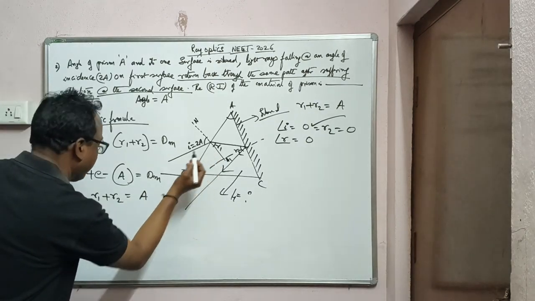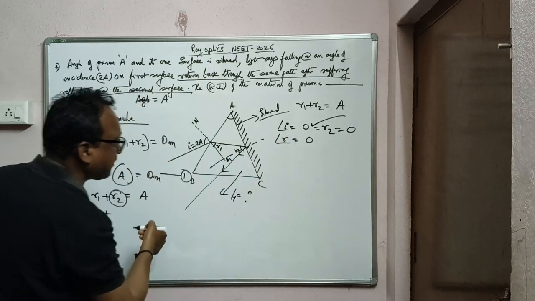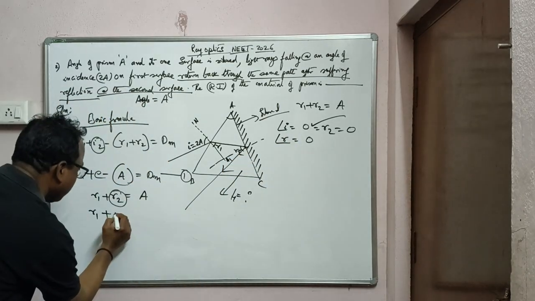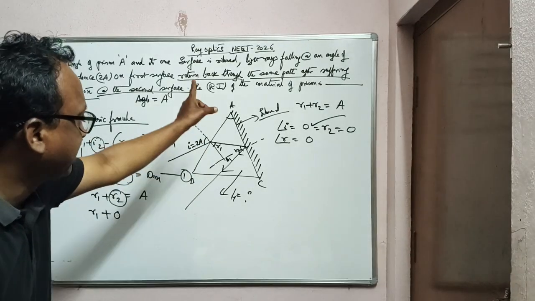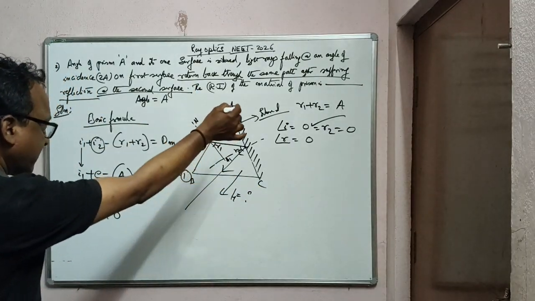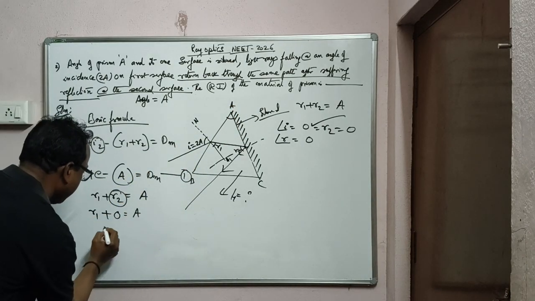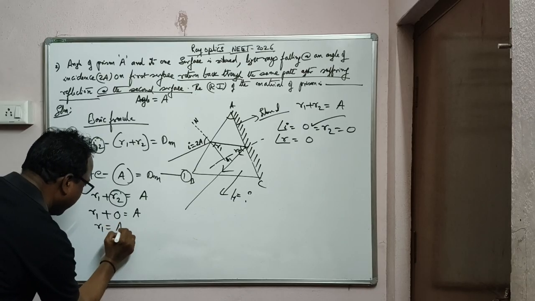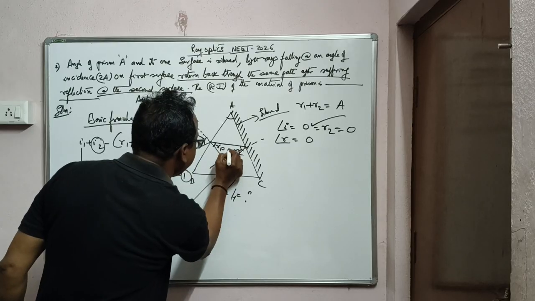Here, this is R1, and what is R2? Here what happened: it hit and came back again. Therefore the angle is 0, the refraction angle, because that is completely silvered. After hitting that surface, it is coming back, which is equal to A. So therefore R1 is equal to A, equation 2. So we got R1 is equal to A.